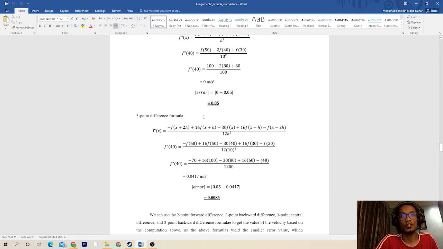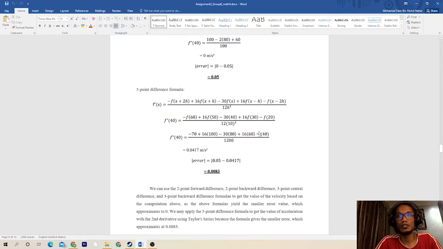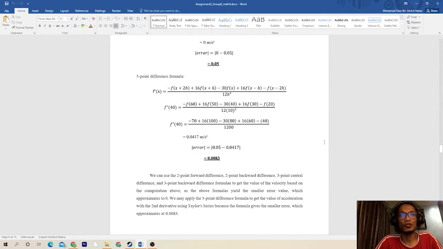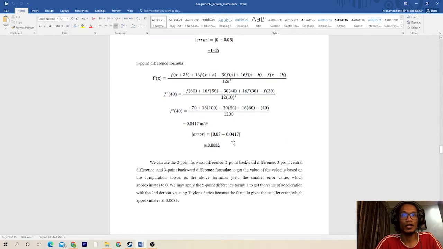At the 5-point difference formula, it is a different formula from the previous 3-point one, but the same concept. We simply put back our obtained values, and we get 0.0417 meters per second squared, and our error is 0.0083.